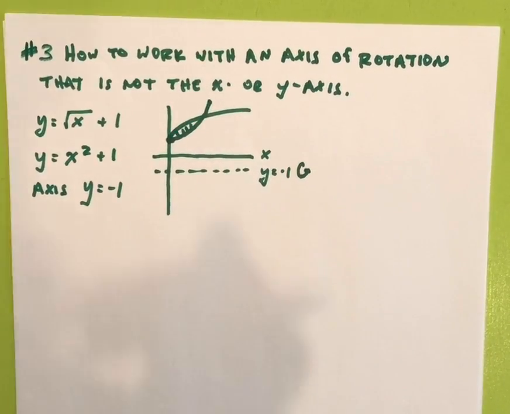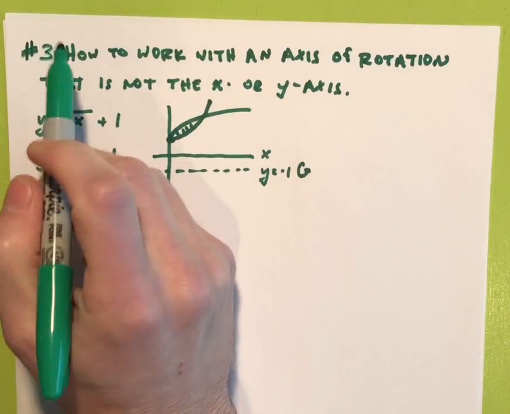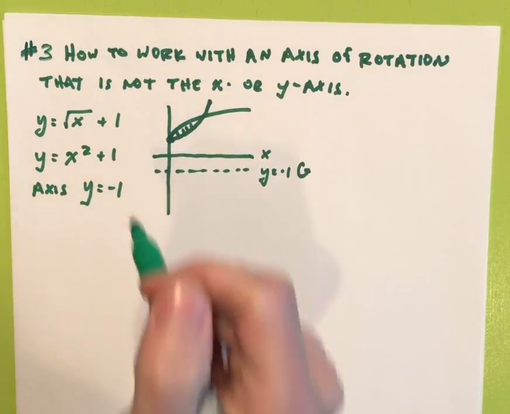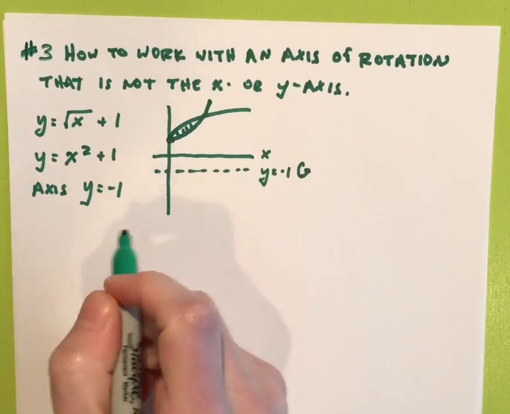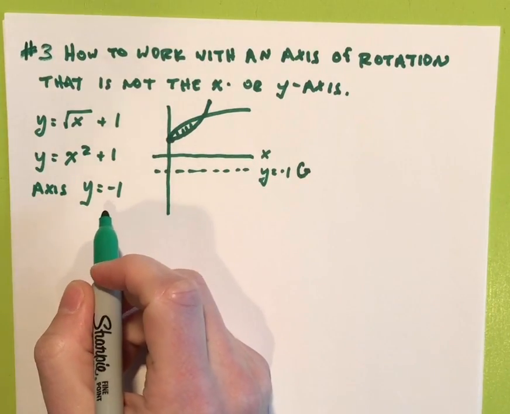All right, for today, I was asked to go through another example of how to work with an axis of rotation that is not the x-axis or y-axis. So this is number 3 off of the practice that I've given you today. We've got y equals square root of x plus 1, y equals x squared plus 1, and our axis of rotation is y equals negative 1.